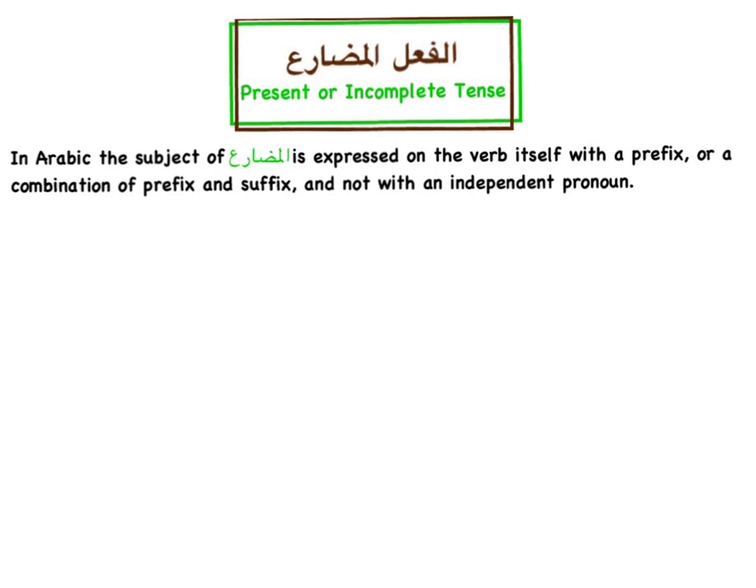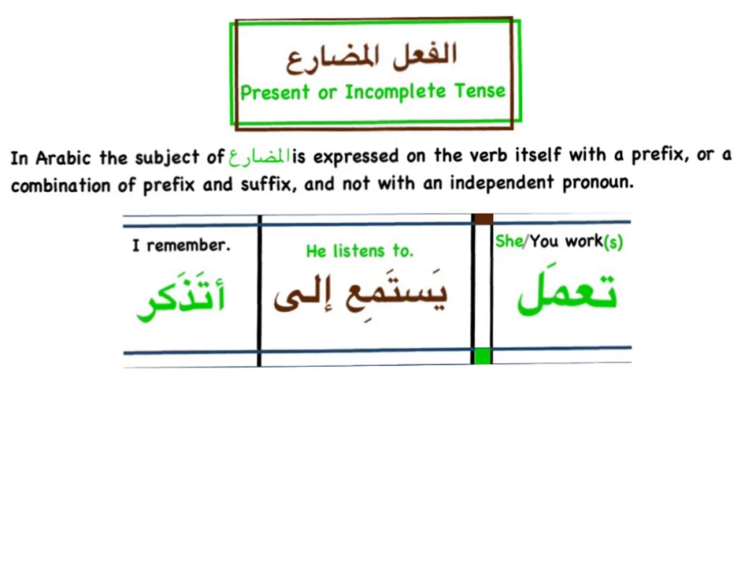In Arabic, the subject of المضارع is expressed on the verb itself with a prefix or a combination of prefix and suffix, and not with an independent pronoun. Let's look at these three verbs: أتذكر, يستمع إلى, تعمل.